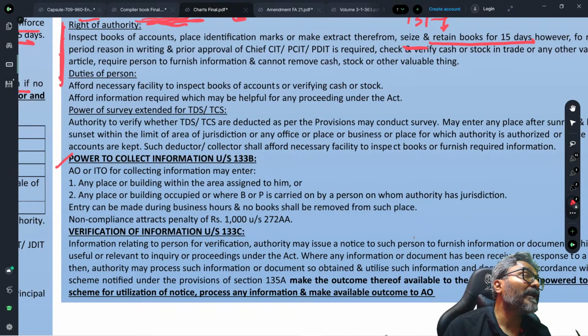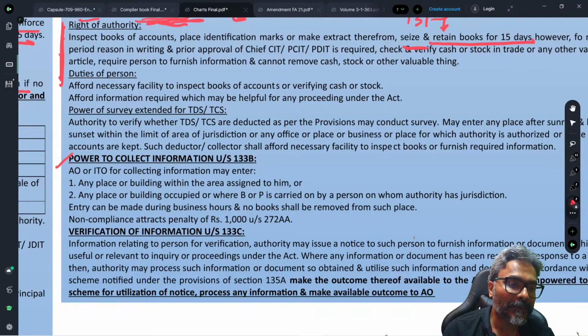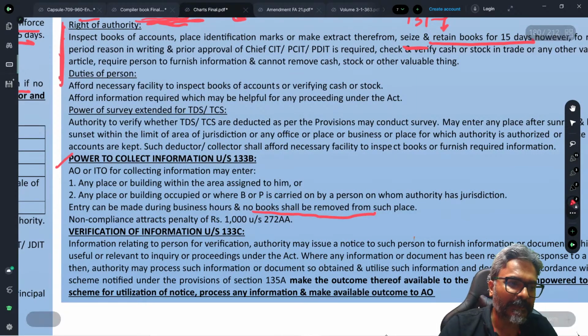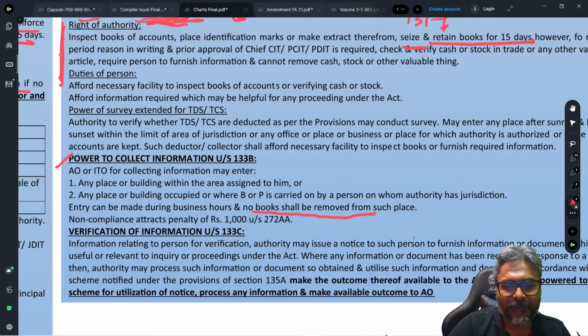But here you cannot impound or seize the books of accounts. No books of accounts shall be removed from such place. So here you cannot impound or seize the books of account, students. That is what it is. And given the fact that it cannot be impounded or seized, my next question therefore to all of you.